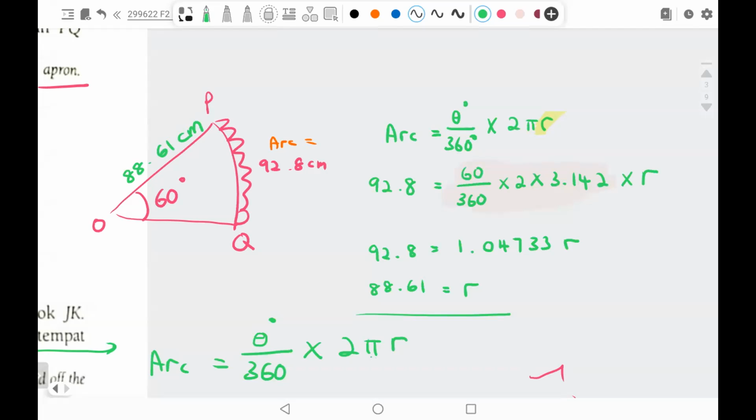So how do we get the radius again? From the formula to find R: degree over 360 times 2 pi R. We substitute whatever we have only. We have already substituted the degree, then use pi equal to 3.142. Substitute, then we find out the length of the radius. Everyone okay? Until here, you get radius 88.61. Can you follow or not?